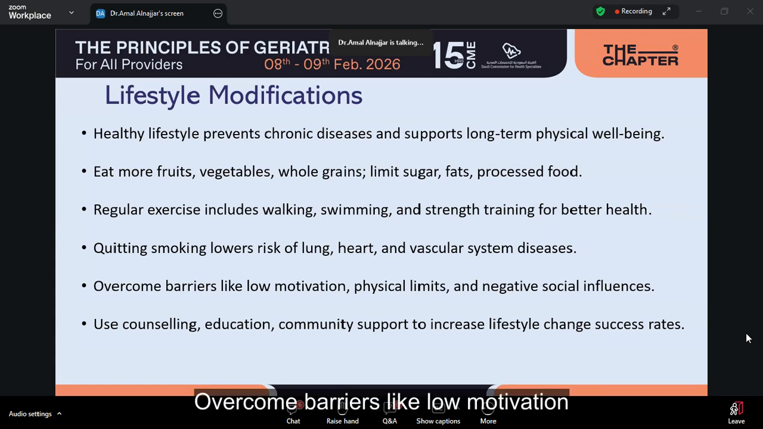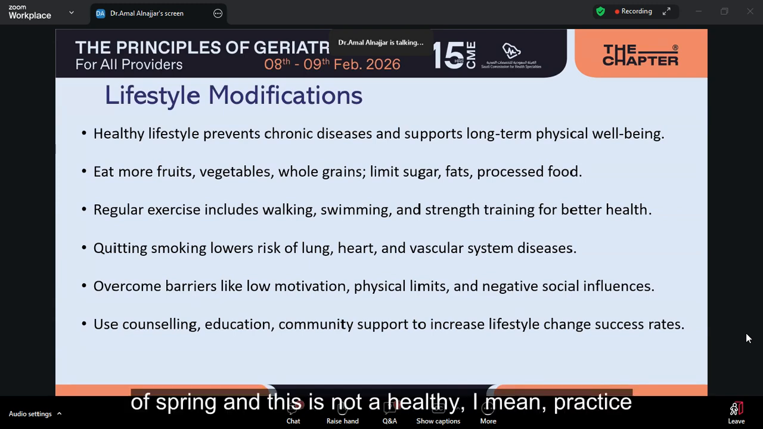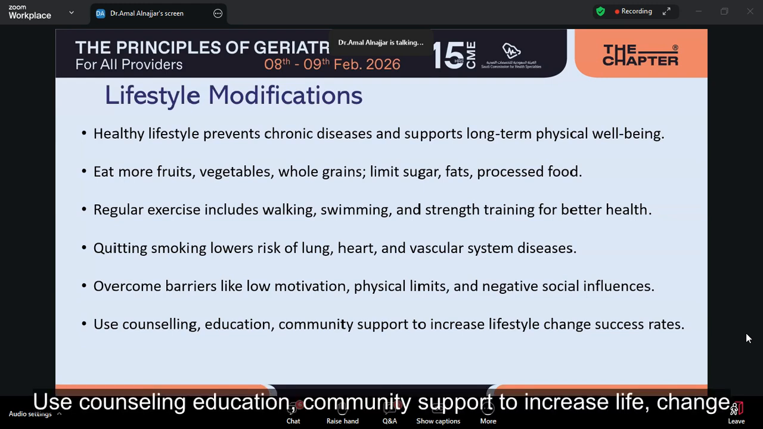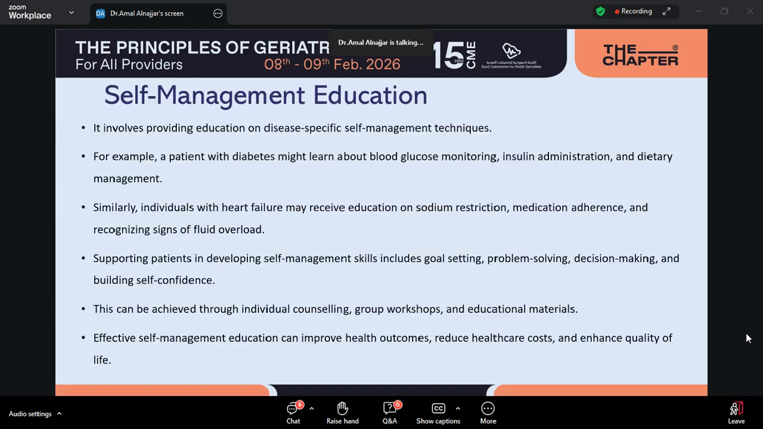Overcome barriers like low motivation, physical limits, and negative social influence, because we find that some families tend to put the geriatric patient in a very segregated room away from his family, his offspring, and this is not a healthy practice. Use counseling, education, and community support to increase lifestyle change success rates.